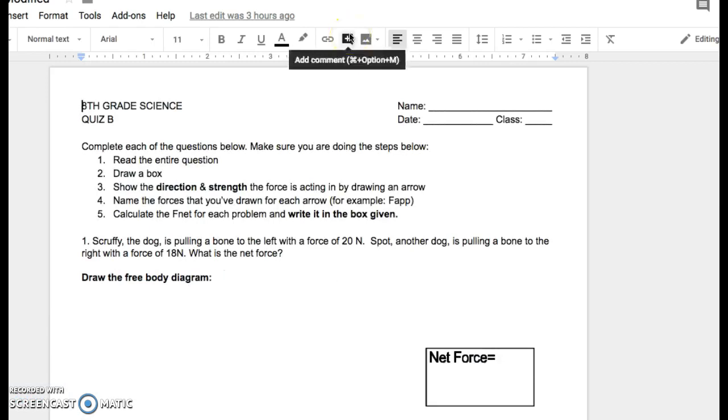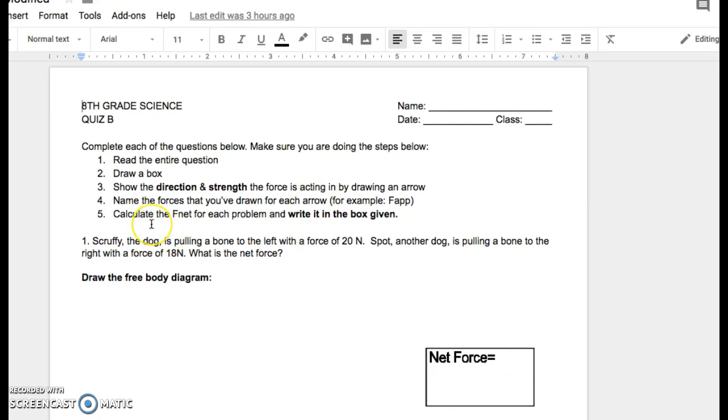Now I'm going to read to you the free body diagram quiz. Remember that you can pause the video, rewind it whenever needed. Please do not forget to include all of these things in your answer. Don't forget to draw your vectors, label them with the number that's appropriate, and the type of force that it is. When you're all done, you'll put the net force in the box.